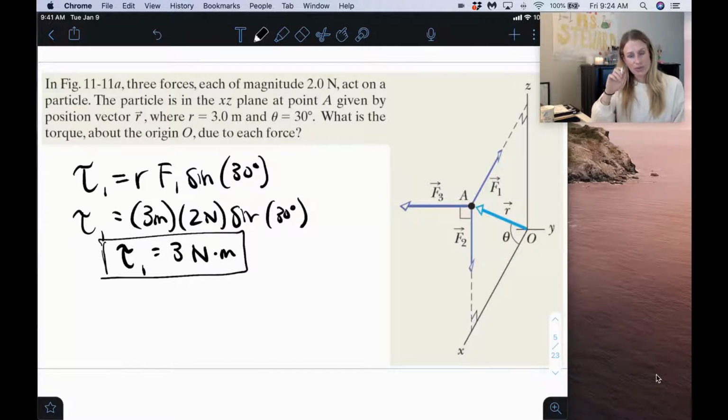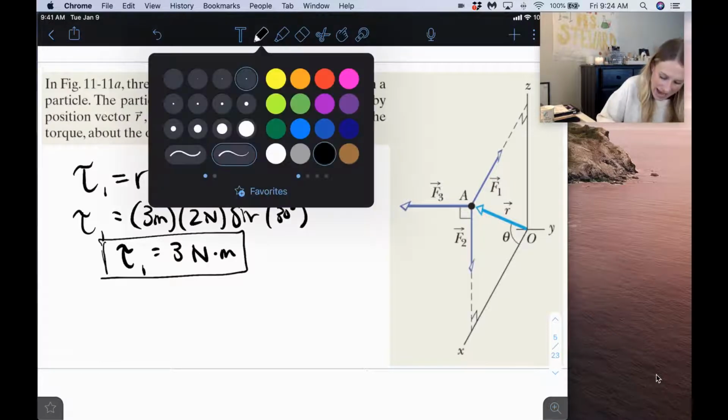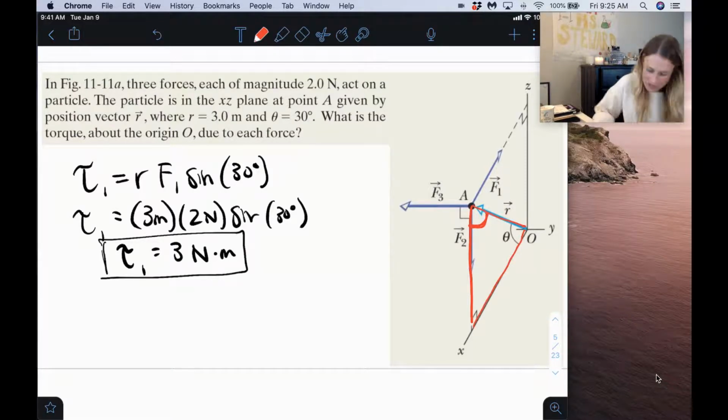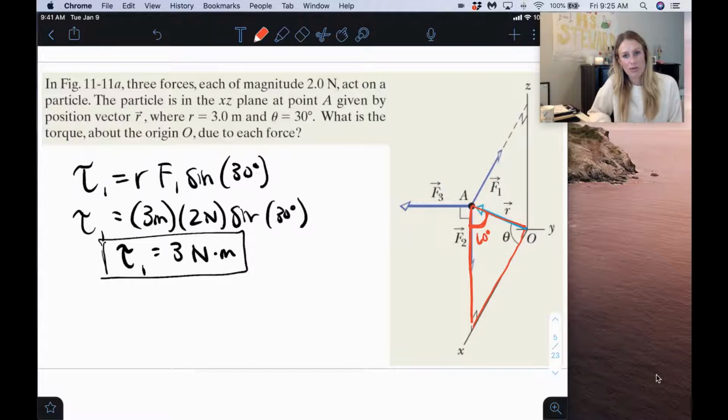So what we need to do here is, again, first find that angle between our F2 vector and our R vector. So that's going to be this angle right here, the top angle in this right triangle. Three dimensions is very difficult to draw in two dimensions, but you can kind of see that that triangle is coming out at you there. So this angle is going to be 60 degrees, because we know that the angle at the other corner of the triangle is 30 degrees, and this is a 90-degree angle right there.